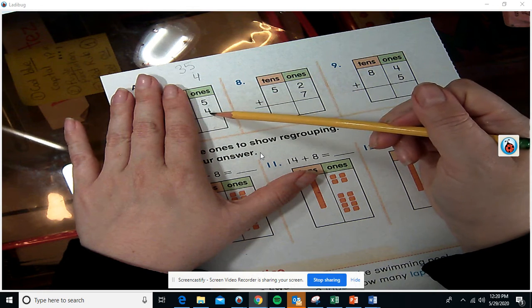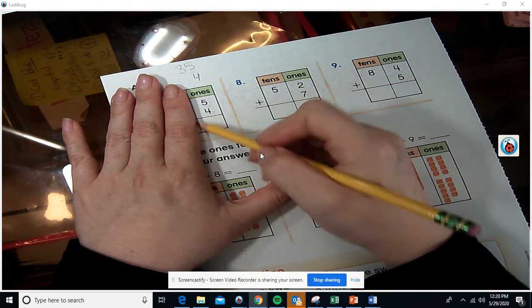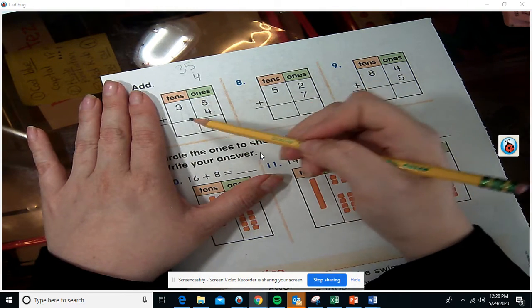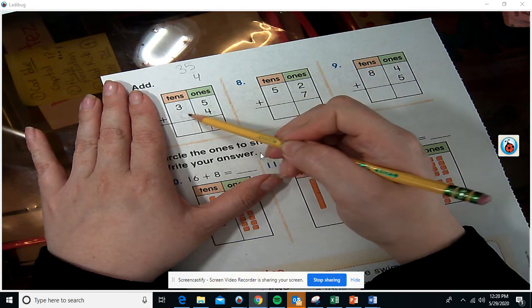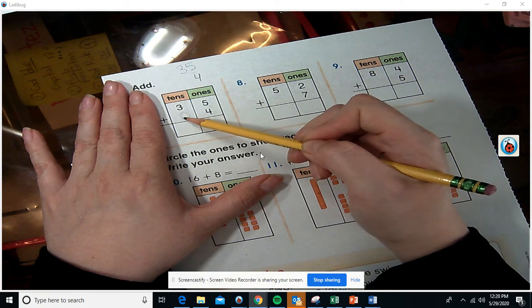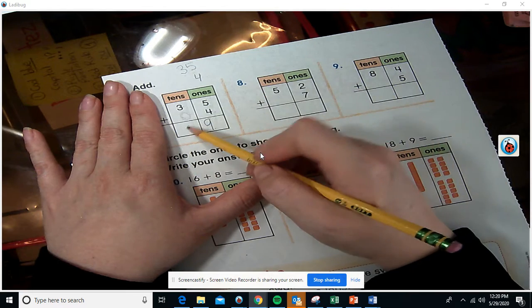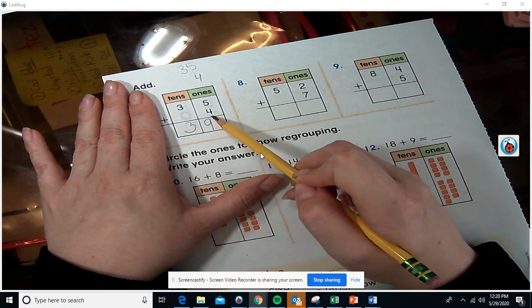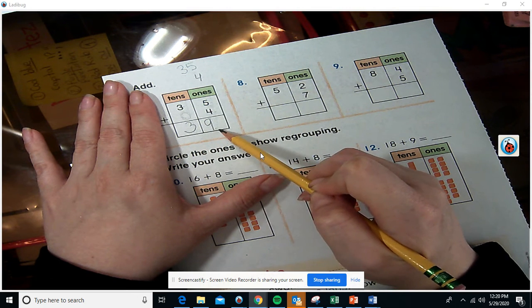5 plus 4 equals 9. And then I can add my tens. We have to imagine that since there's no number there, it's really like 0. So 3 plus 0 equals 3. So I know that 35 plus 4 equals 39.